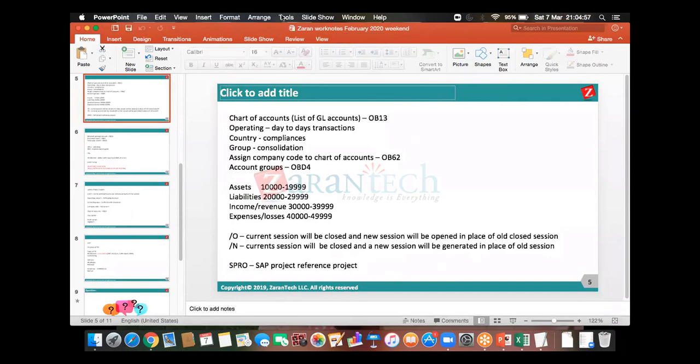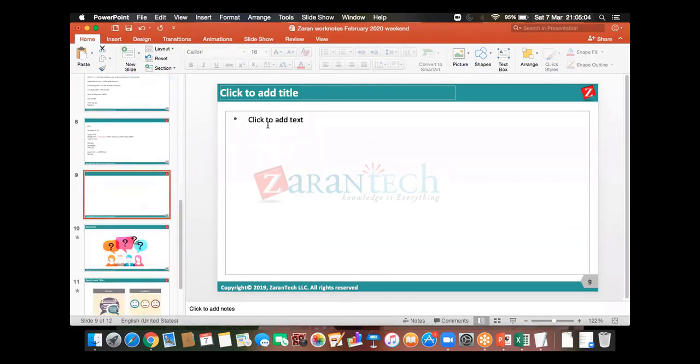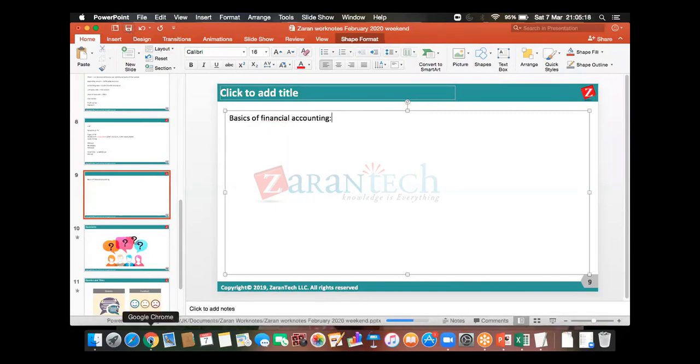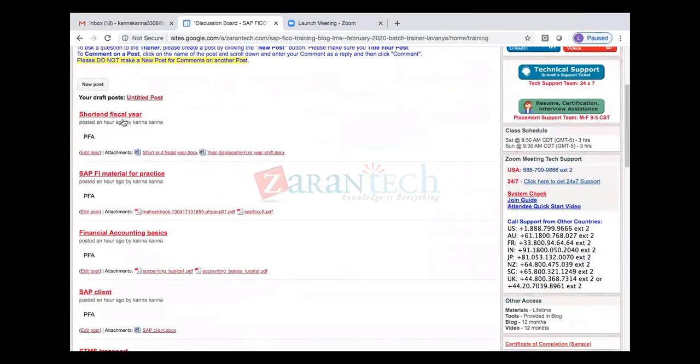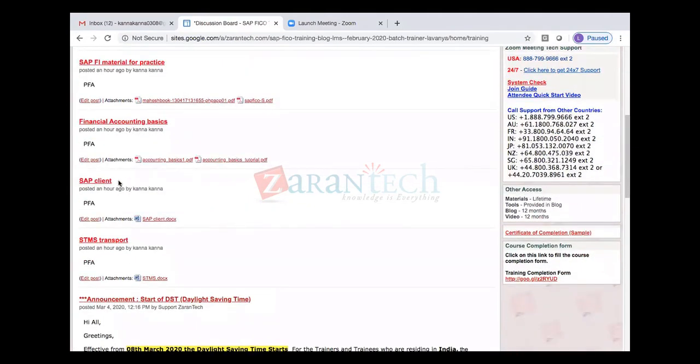Now last session I told you that I will be taking the basics of financial accounting. So today we shall discuss the basics of financial accounting. Before that, I have shared some notes with you all. This is related to fiscal year variant, and this is FI material. Either of these two you can use for practice. And this is about the financial accounting basics, the SAP client concept, what a SAP client is, and also STMS transport.